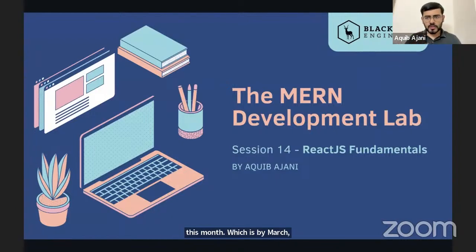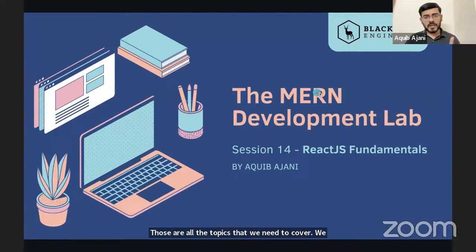The first 2 weeks of March will be around React. Then the third week is MongoDB, and then the fourth week is Express. So that's the topic breakdown for the rest of the month. And that brings us to the end of the training. Those are all the topics that we need to cover.